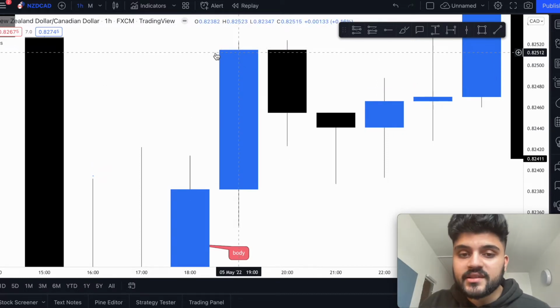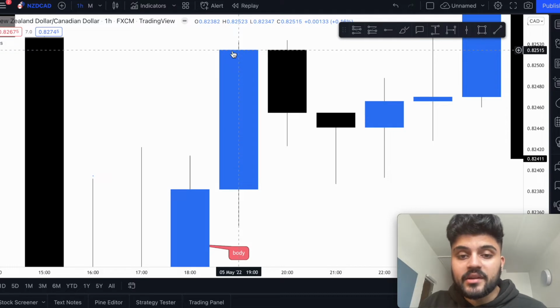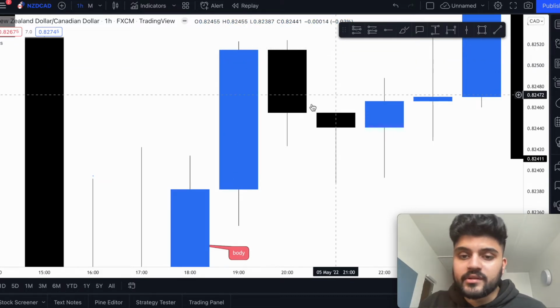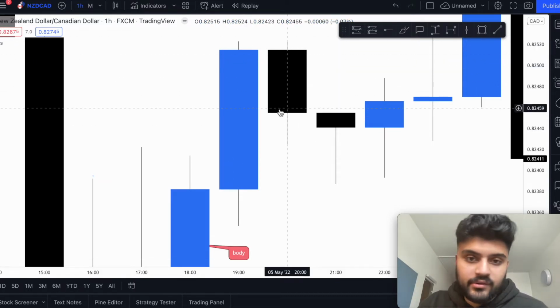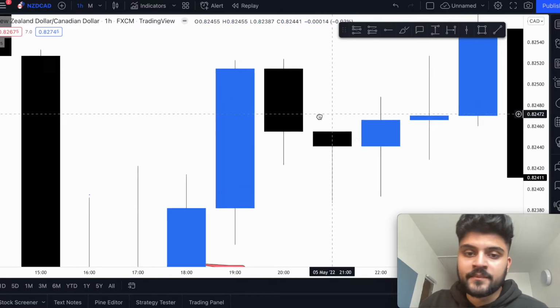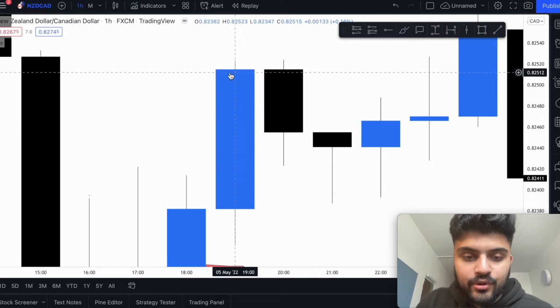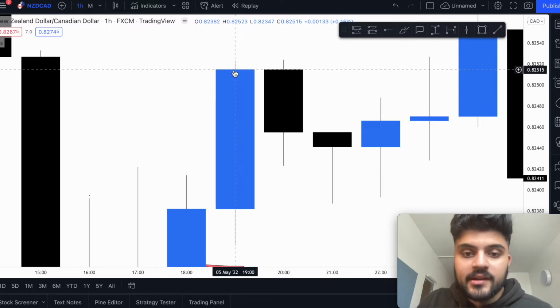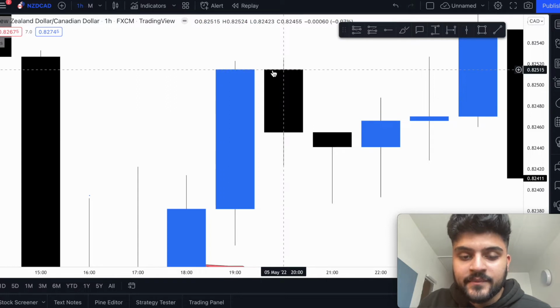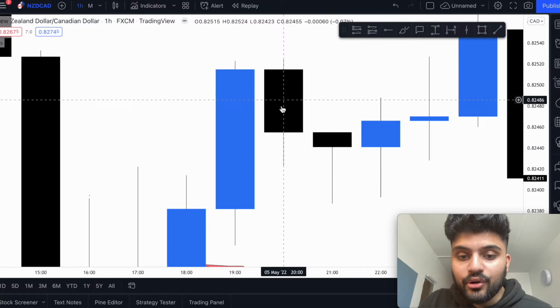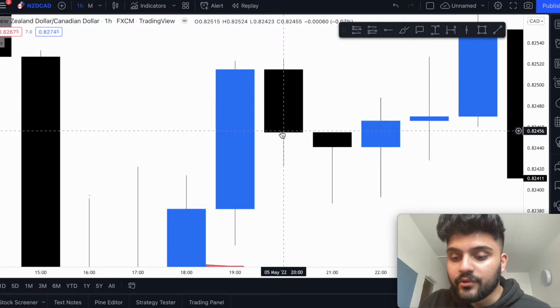So wherever the previous candle closes, that is where the next candle will open, whether it's a bullish candle or whether it's a blue candle or a black candle, or a green candle or a red candle. So this blue one closed all the way up here, so the next candle has to open at the same price. As you see, it opened here, but it closed lower than where it opened from.